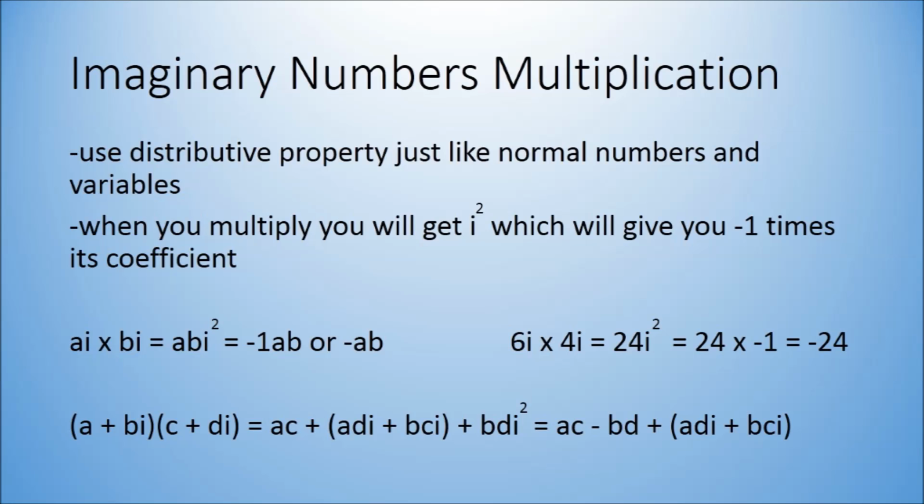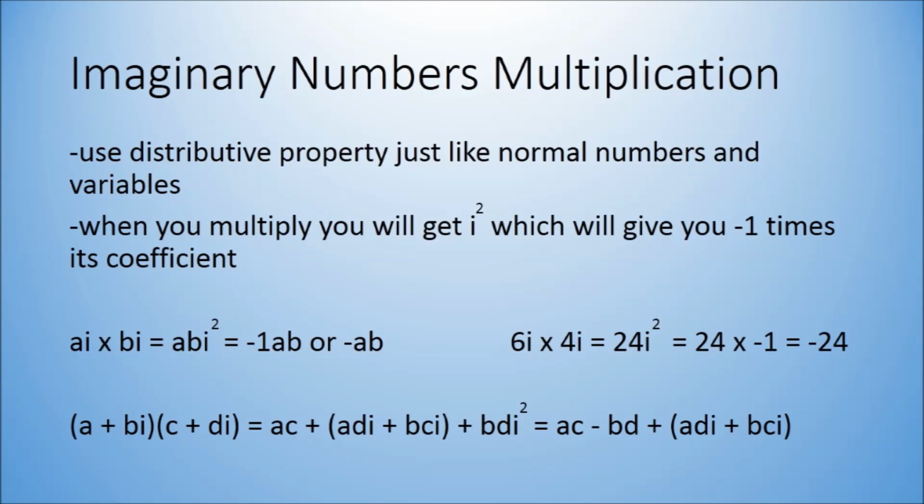Like you see on your screen, 6i times 4i equals 24i squared, which is the same thing as negative 24, because 24i squared is the same thing as saying 24 times negative 1, because i squared is negative 1. So therefore you get negative 24. So that'd be a simple multiplication problem.